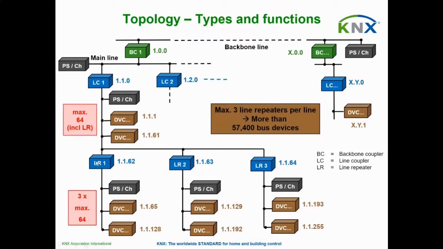Now you can see that the line repeaters must be connected in parallel. You cannot connect them in series to give you extra length. You'll also note that they have addresses 1.1.62, 3 and 4 in this example. They are the same device as a line coupler. It's just that the device address is non-zero. So it becomes a repeater if the device address is non-zero. Also, because it's the same device as a line coupler, we need a power supply each side of it, because the power supply is interrupted by the device itself.